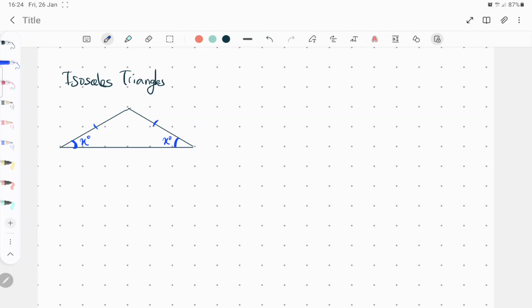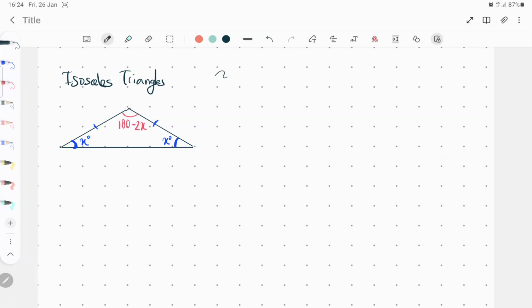And for the remaining angle, you have to understand the sum of angles in a triangle, which is 180. So you can say that this is 180 subtract 2x, because the two x's are supposed to be subtracted.